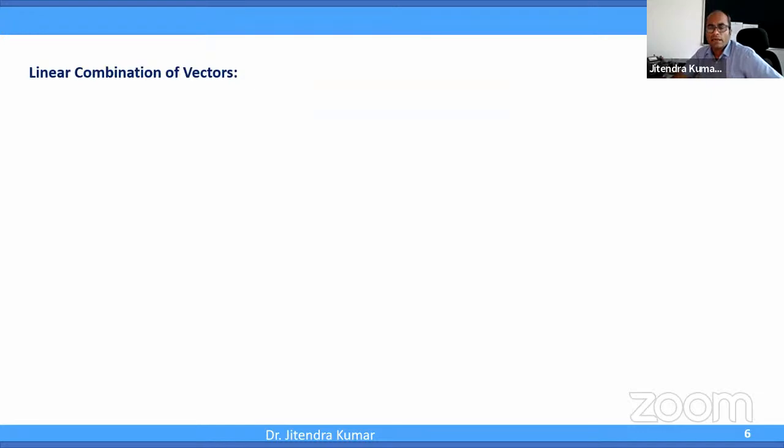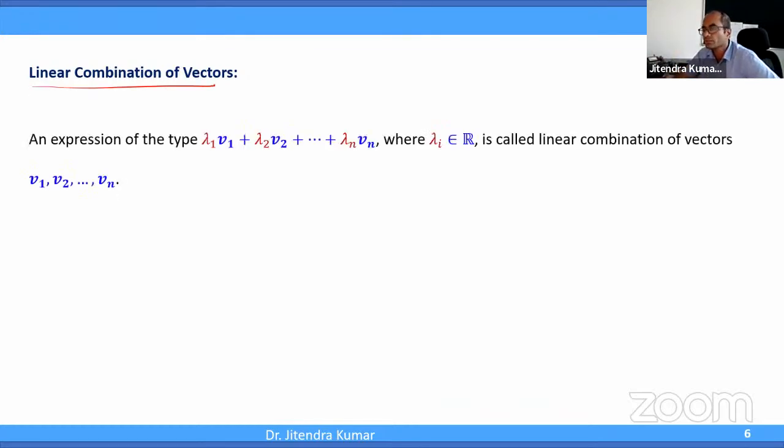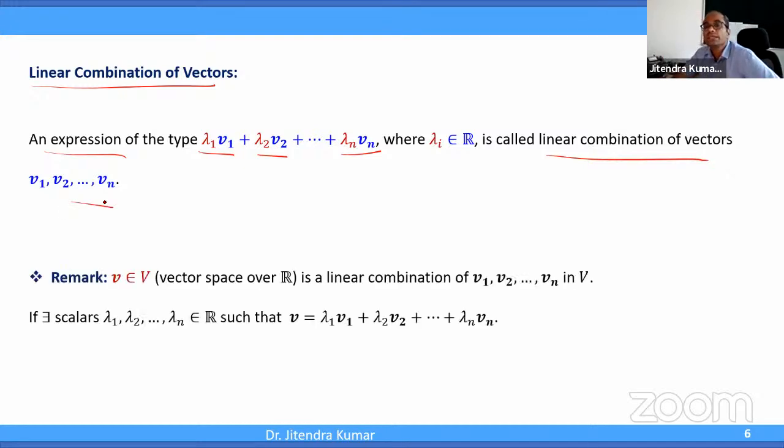Well, before we proceed to more interesting material, we need to make clear what a linear combination of vectors is. Vectors here are the elements of our vector space. An expression of the form lambda 1 v1 + lambda 2 v2 + ... + lambda n vn, where lambda 1, lambda 2, ..., lambda n belong to the set of real numbers, is called a linear combination of vectors v1, v2, v3, ..., vn.